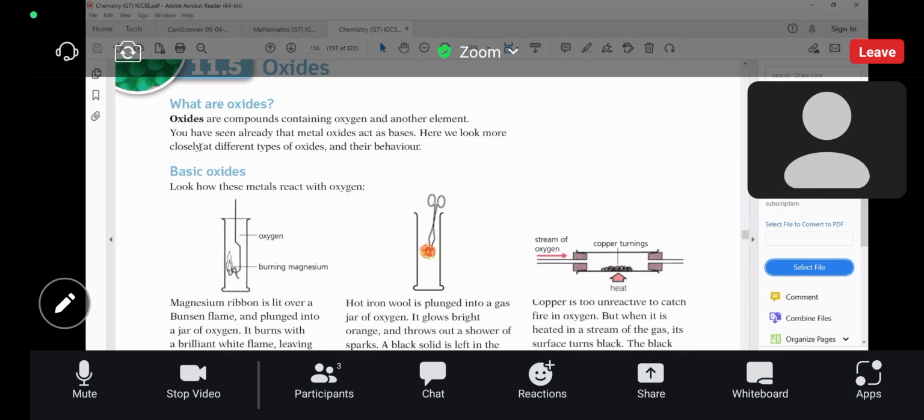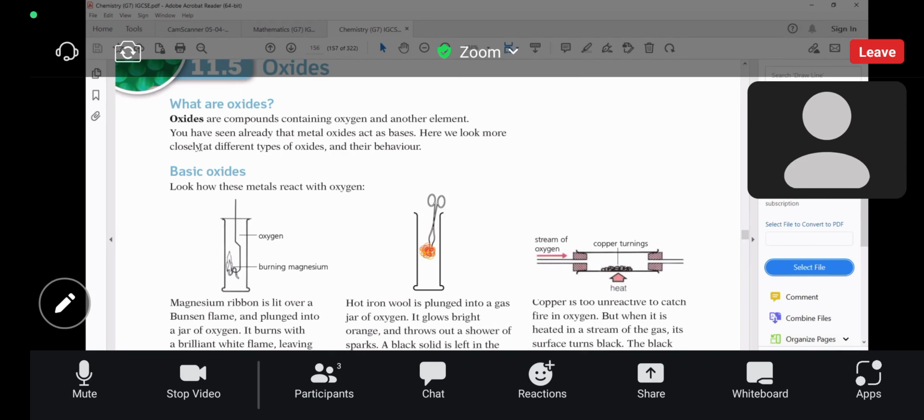Now, we can get an element from the second group of the periodic table. Let's take magnesium. Magnesium has 2 electrons in the outermost shell, so magnesium will lose those 2 electrons and form magnesium 2 plus. Likewise, oxide 2 minus. Here 2, here also 2. By exchanging, we will write MgO. So this is magnesium oxide.